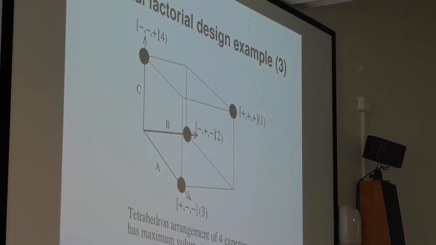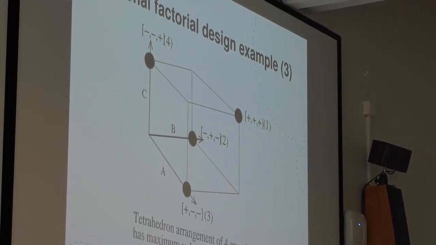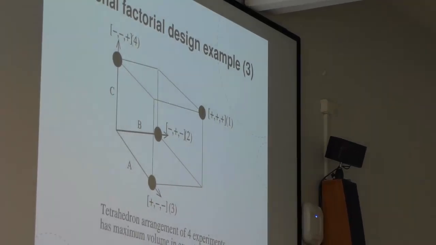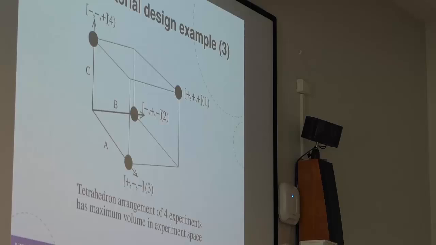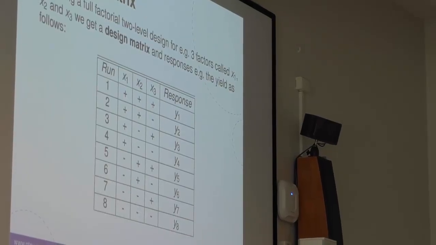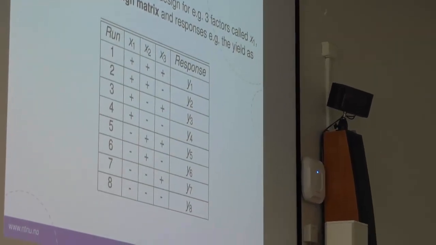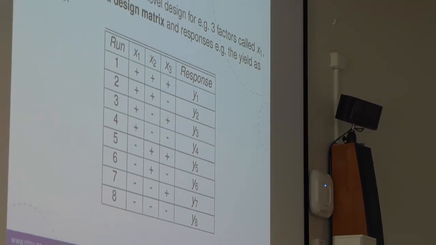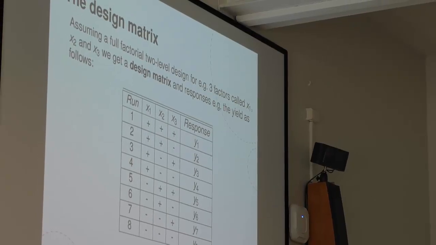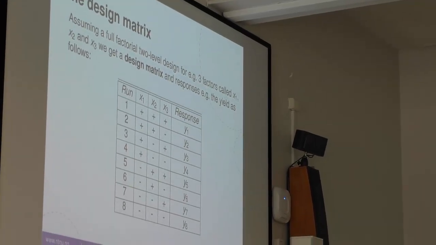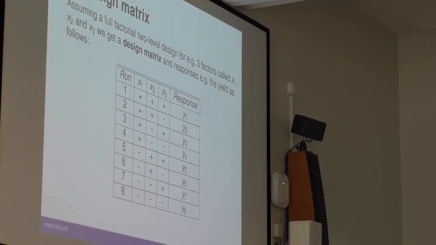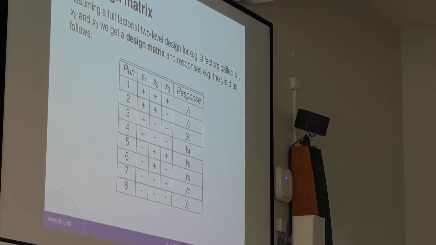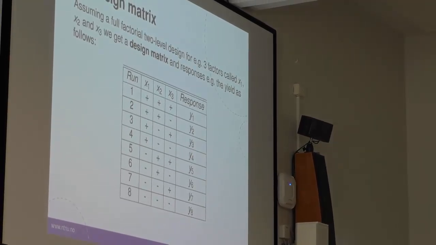And that can actually be used as a criterion in certain types of experimental designs to guide you in where you should put your experiments. And then we have this design matrix. What the design matrix is, in a way, can be seen as the instruction manual for the experimentalist. It will show you what experiments you are planning to perform.